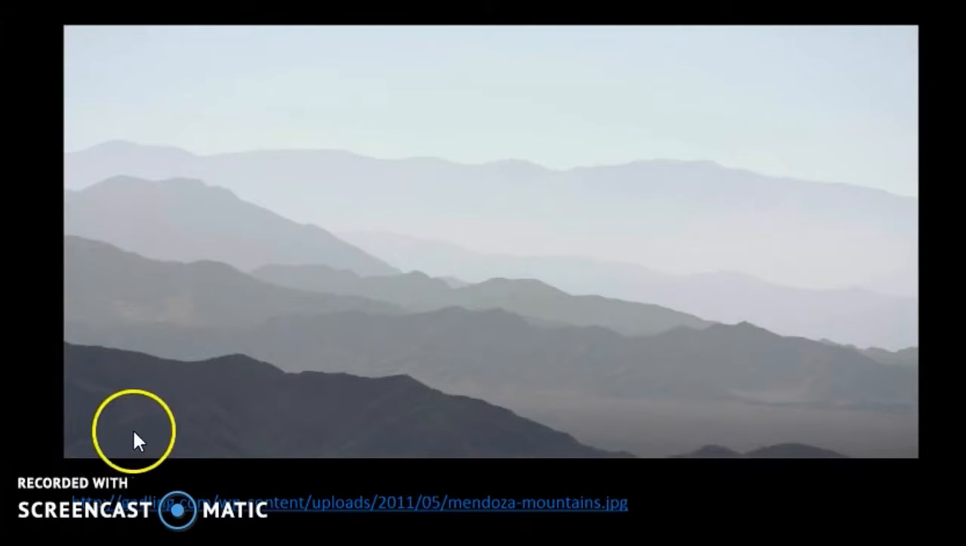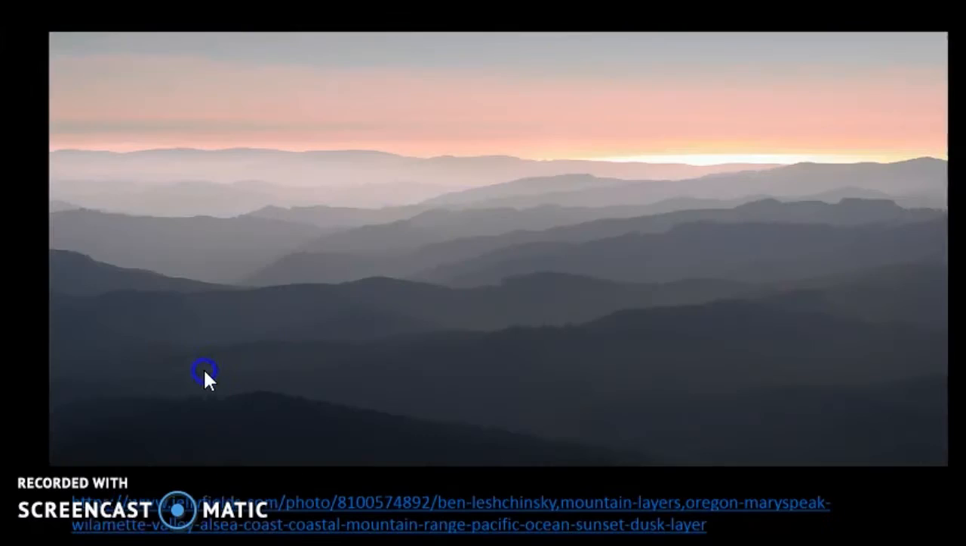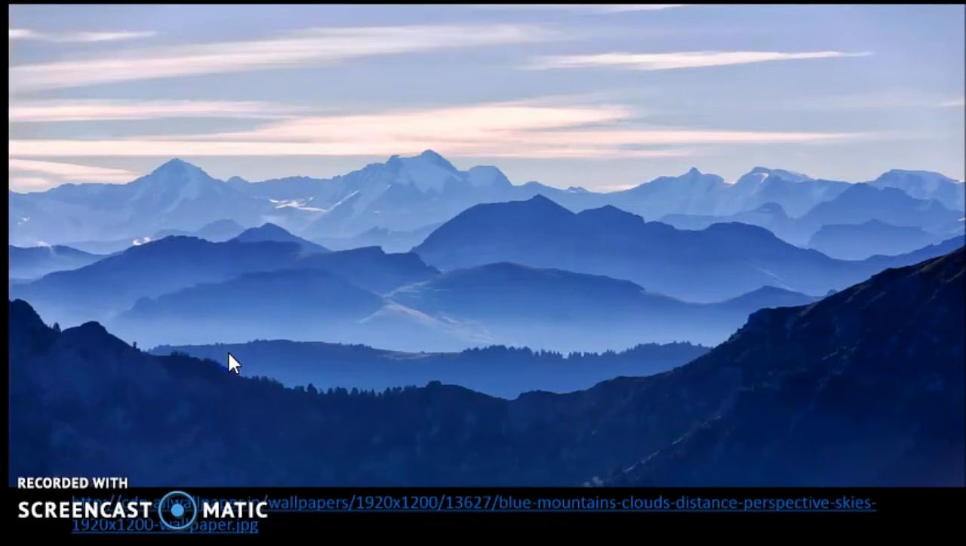As the distance from the observer increases, a haze seems to appear over all the land features. This photograph demonstrates this particular phenomenon again. And we see this again in this photograph.